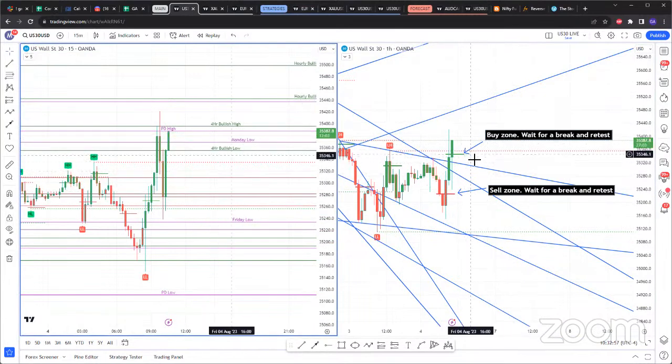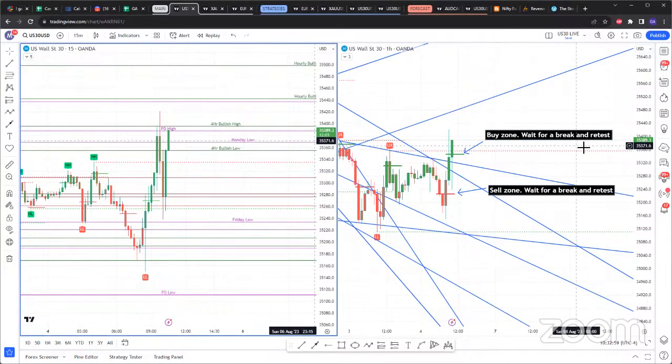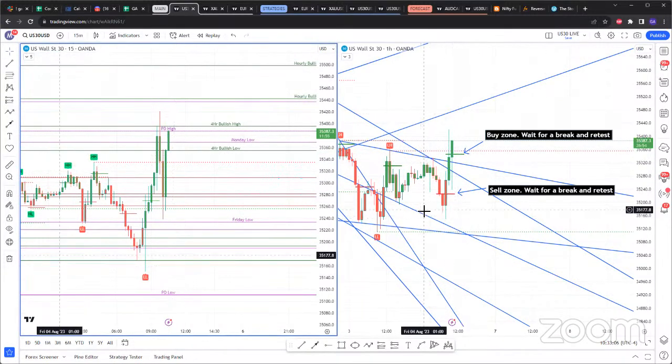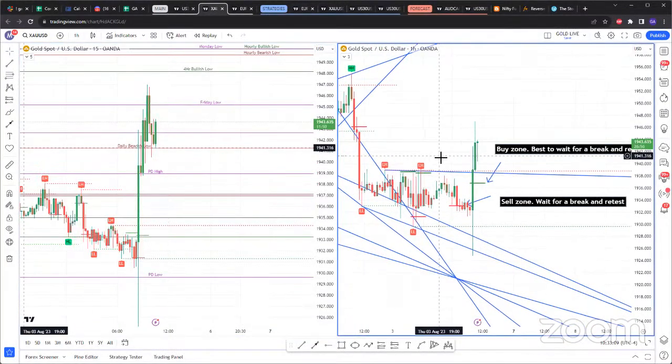So same thing for US 30 here, right? What I told you guys, buy zone, wait for a break and retest here. So for you to trade this, yes, you could have entered on impulse here, but the issue with entering on impulse, here's another example of why you shouldn't enter on impulse.